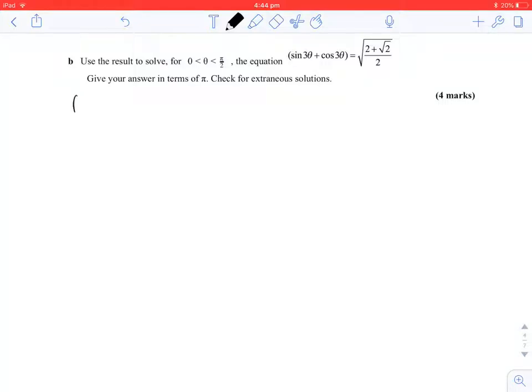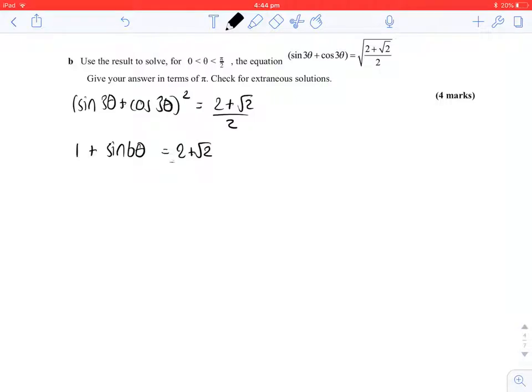So I'm going to square both sides. Sine 3 theta add cos 3 theta, squared, gives us (2 add root 2) all over 2. And now we've got what we had in part A. So I can rename this as 1 add sine 6 theta is equal to (2 add root 2) over 2. And sine 6 theta is going to be (2 add root 2) all over 2, take away 1.